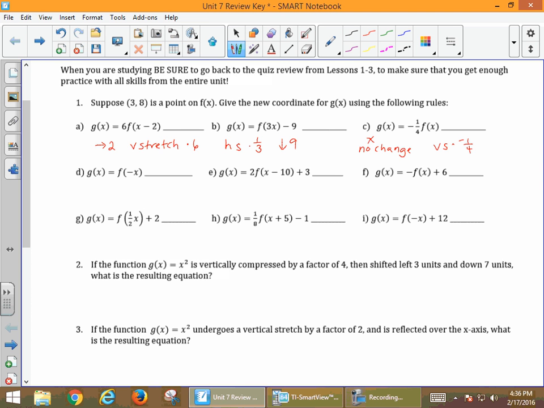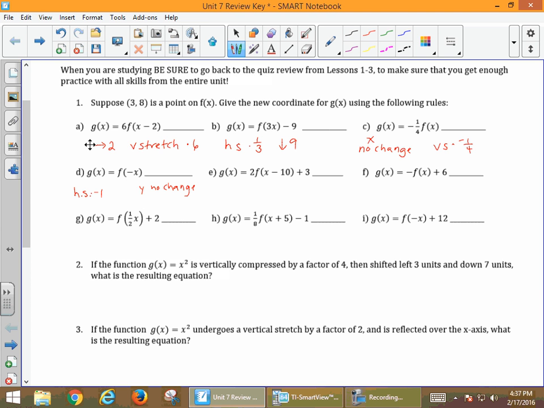Looking at g(x) for letter D, I notice that nothing changes on the outside. So y has no change. But for the x, I have that negative x. So really that's like a horizontal stretch, if you will, times negative 1. And we know that negative just means that I'm flipping over the y-axis.